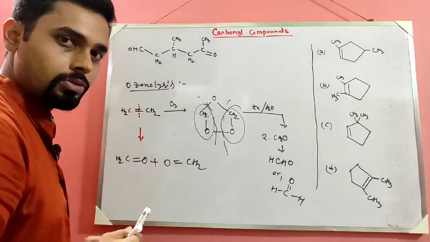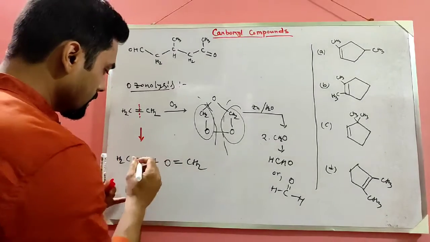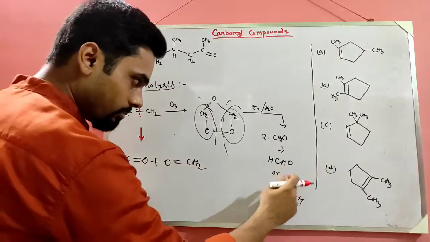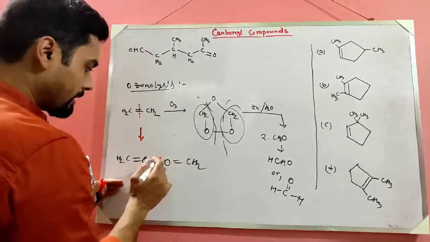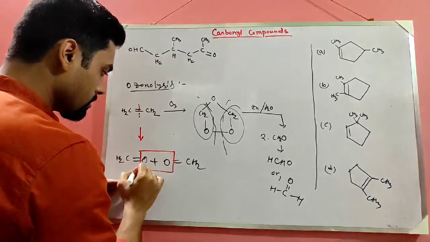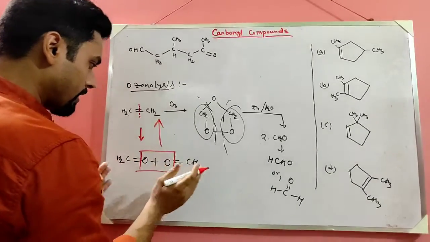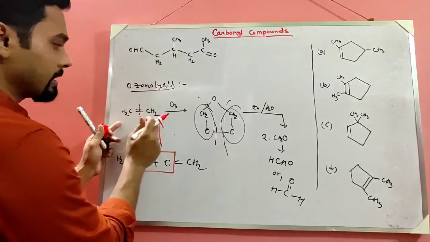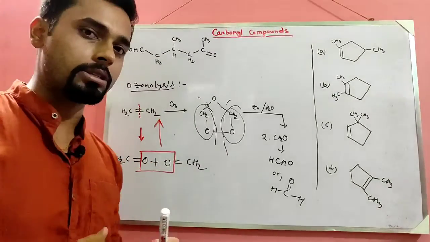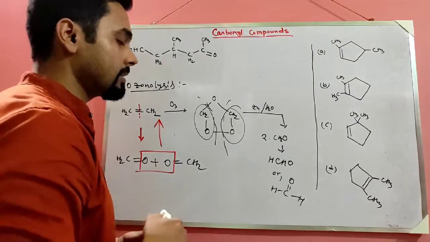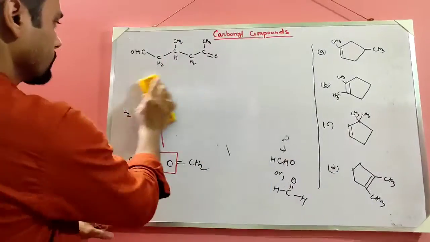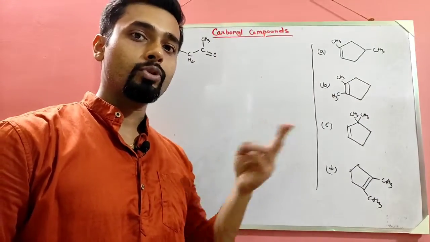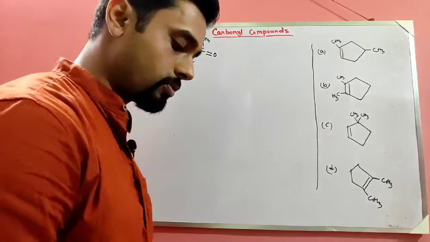So the reverse process we can get: if we arrange these formaldehydes like this, and eliminate the oxygen atoms from here, we get the initial compound CH2 double bond CH2. This is the product. So it is the process of ozonolysis. Okay, let's discuss the problem. We can solve the problem two ways. I will discuss both ways.